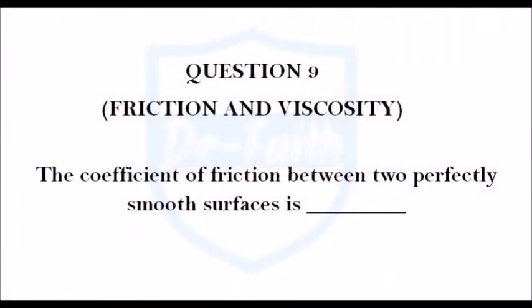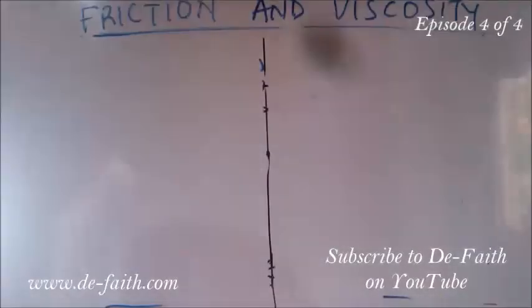The coefficient of friction between two perfectly smooth surfaces is what? Is 0, because there is no friction. The surfaces are smooth, so there's nothing that is opposing the movement of one body over the other.